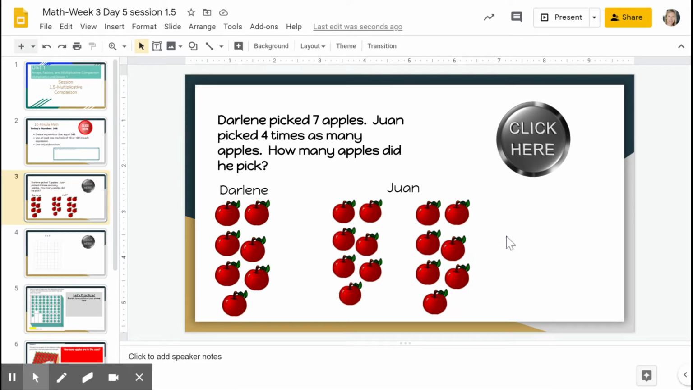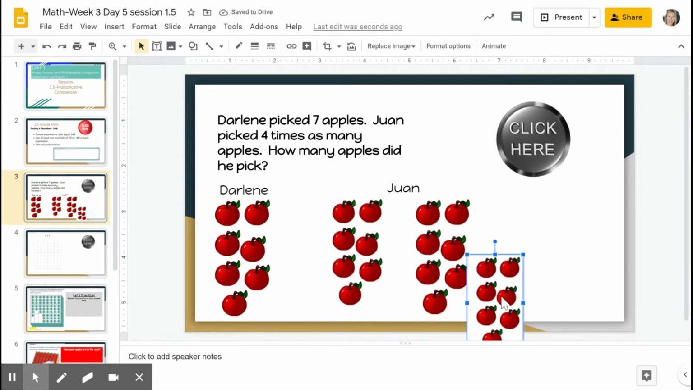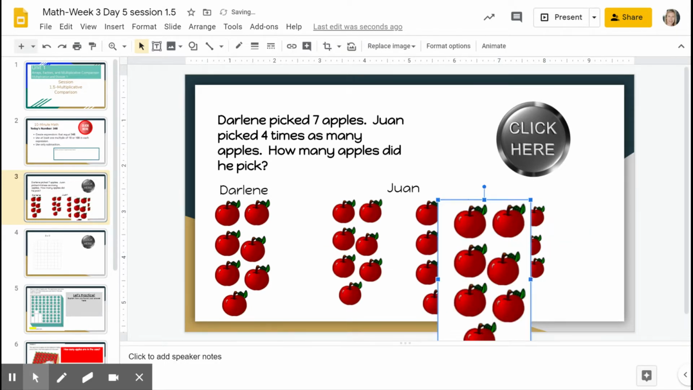So let's do another set of 7. Make this guy way smaller. Still a set of 7 though. And I need to move him over here. So that's 3 times as many apples. And then I just need one more to be 4 times as many apples. So here's my last set of 7, or my last group of 7 apples.